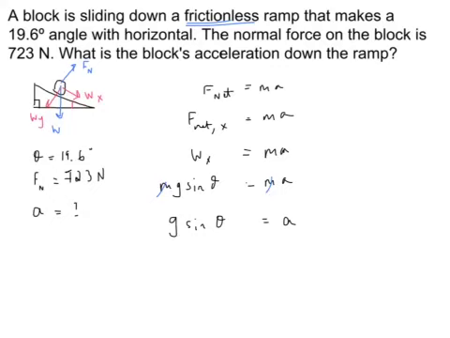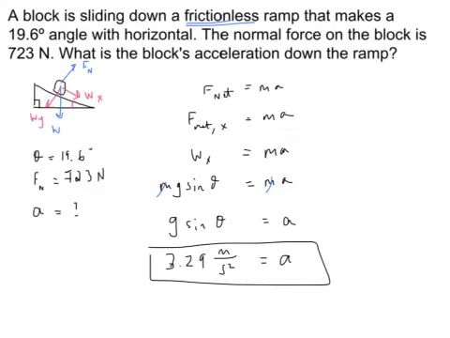Wow, that is super easy. So the normal force that's given here, this is extra information. We don't need it. It's not used. The only given that actually matters is theta, because we know g is 9.81, and theta is 19.6. So plugging in, what do we get? We get 3.29 meters per second squared. That's our answer. And that's a super easy problem.